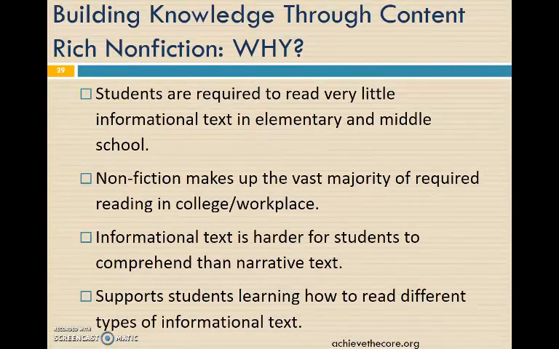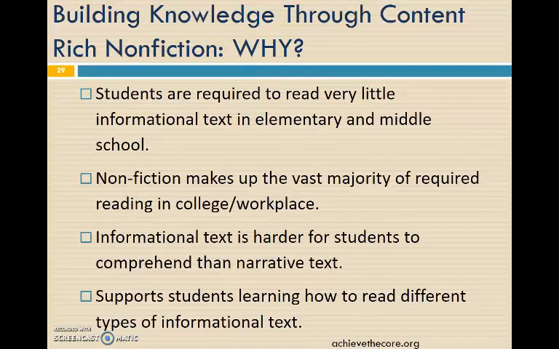So why should we care about nonfiction? Well, historically, students haven't been asked to read enough nonfiction in elementary and middle school. And this is not to say that fiction isn't important. It certainly is. And that's why it's not 100% nonfiction, right? But we know that in college and in the workplace, you're going to be asked to read nonfiction. Man, I would just love if my boss asked me to read a novel for work, right? But that is just really not typical.